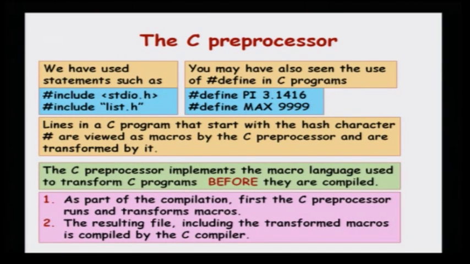Now the C preprocessor implements what is known as a macro language part of C, and it is used to transform C programs before they are compiled. So the C preprocessor is the step just before compilation. We do not explicitly call the C preprocessor, but when you write gcc and some file name, the first step is the preprocessor step. So as part of the compilation, first the C preprocessor runs and transforms the macros. The resulting file, including the transformed macros, is compiled by the C compiler.